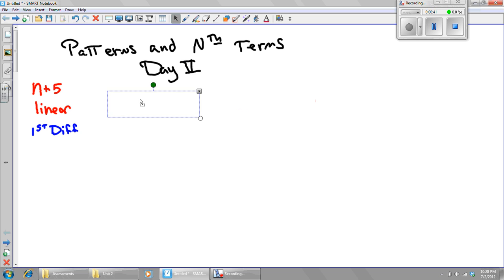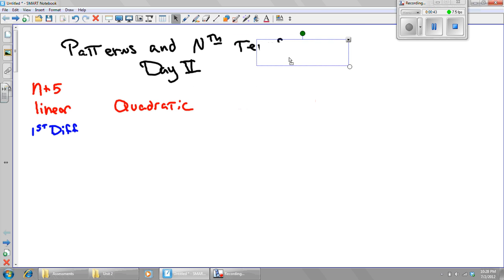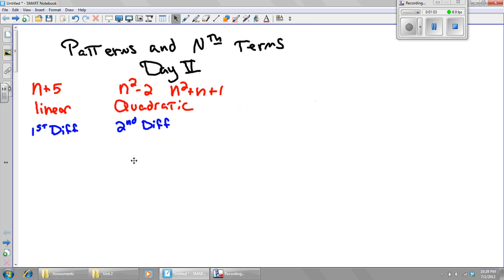Quadratic patterns would look something like this, say an n squared minus 2, right? Or even an n squared plus n plus 1. That would be quadratic as well, the highest power being 2. And quadratic patterns show up when the second difference is always constant.